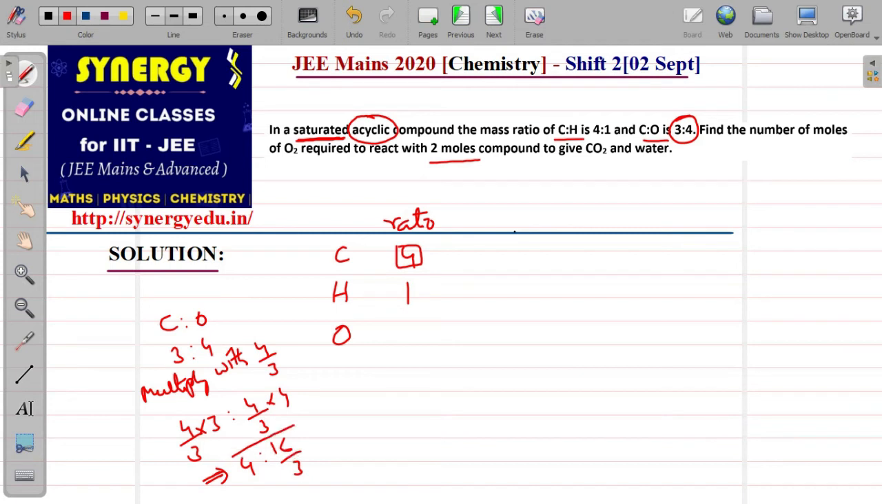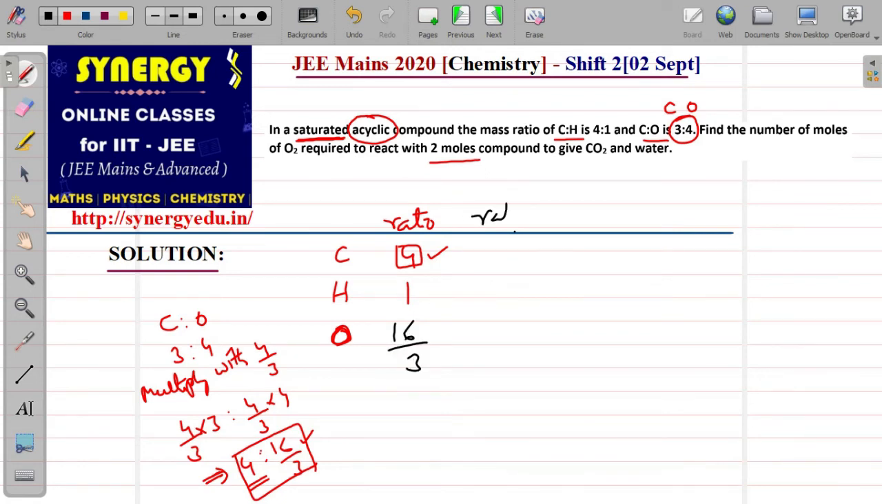Why have I done this? Because I need to find the oxygen value when carbon is 4. Here, what they have given is when carbon is 3, oxygen is 4. But I want the oxygen value when carbon is 4 units. That's why I have multiplied like this. Now 4 to 16/3, that means when carbon is 4, the oxygen value will be 16/3.